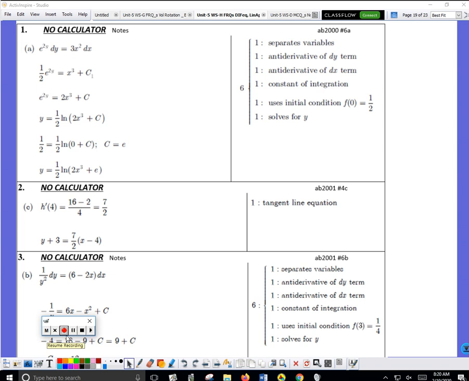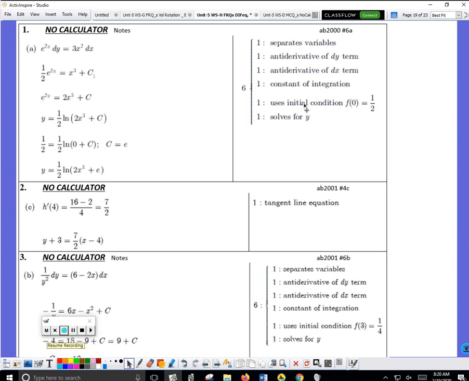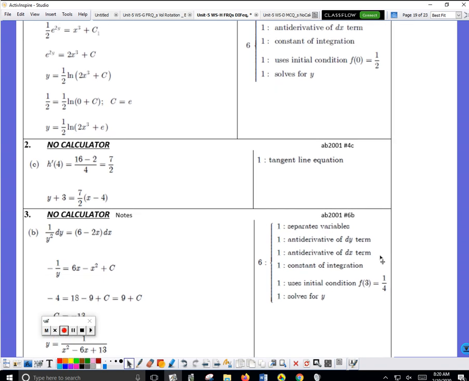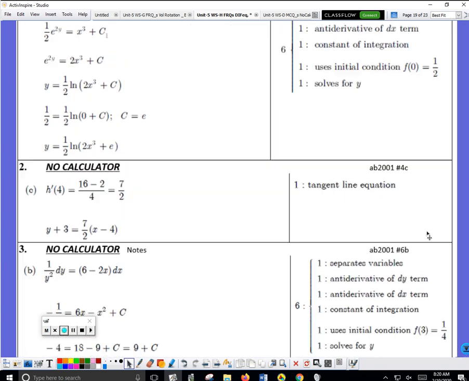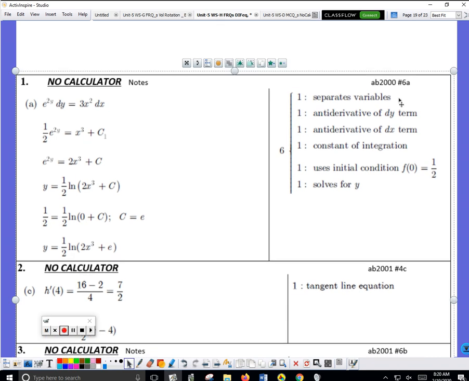Notice how the scoring works. So 1 point for separating the variables. 1 point each for doing the two antiderivatives. Some problems will give you 1 point total. Right here, it says 1 point for the constant of integration. That's finding C. 1 point for using the initial condition. That's where we plugged in 0 for x and 1/2 for y in order to find C. So basically the process of finding C was worth 2 points, and then the final point is for getting y alone.